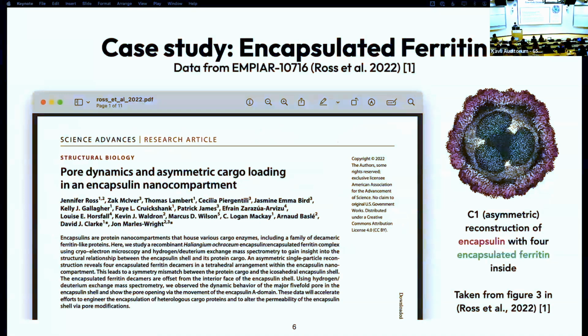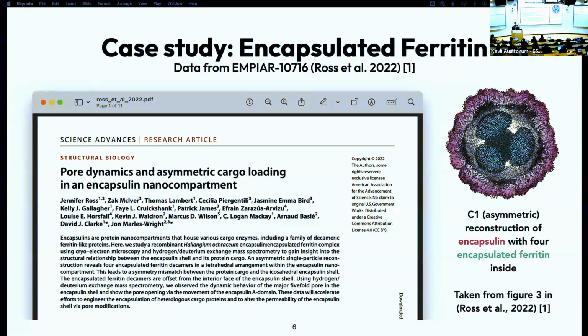Okay, so now on to today's data set. The data set that I'll be focusing on is an Encapsulin nanocompartment. And this data set was originally collected by Jennifer Ross, as well as her colleagues in 2022. And this contains 4 encapsulated ferritin decamers within. So I'm not a life scientist, but I do highly recommend reading this paper published by Ross et al. for more biological information about the sample. It's a super interesting data set, as we'll see.